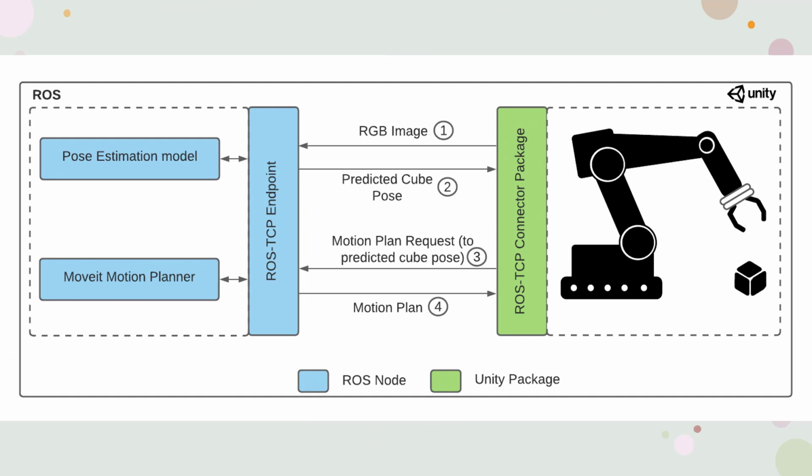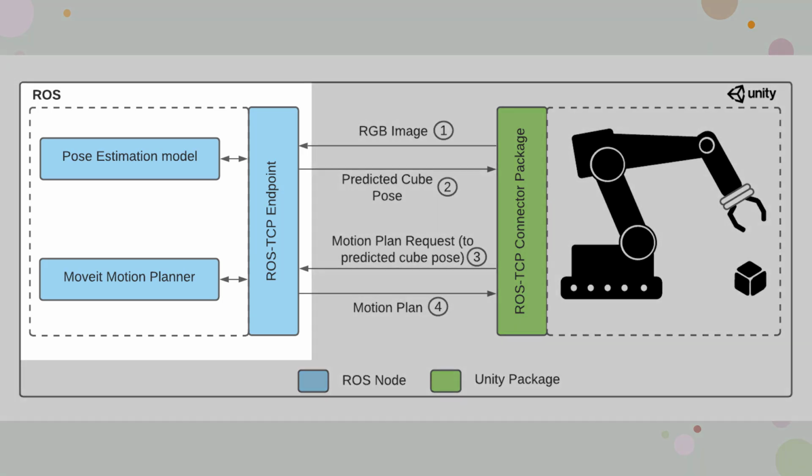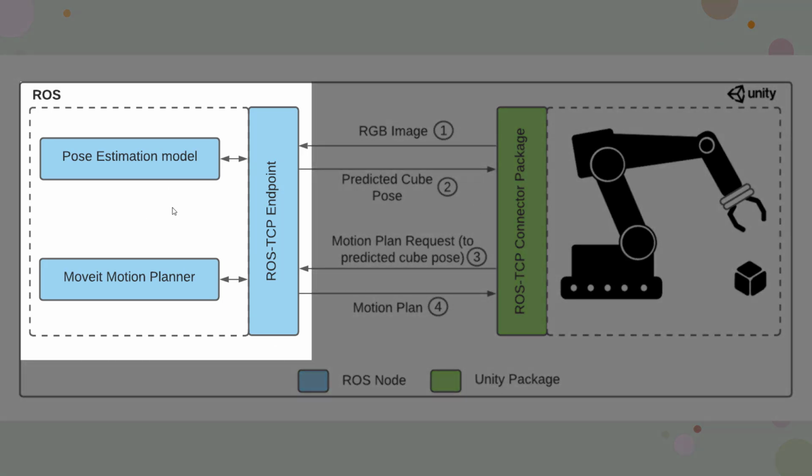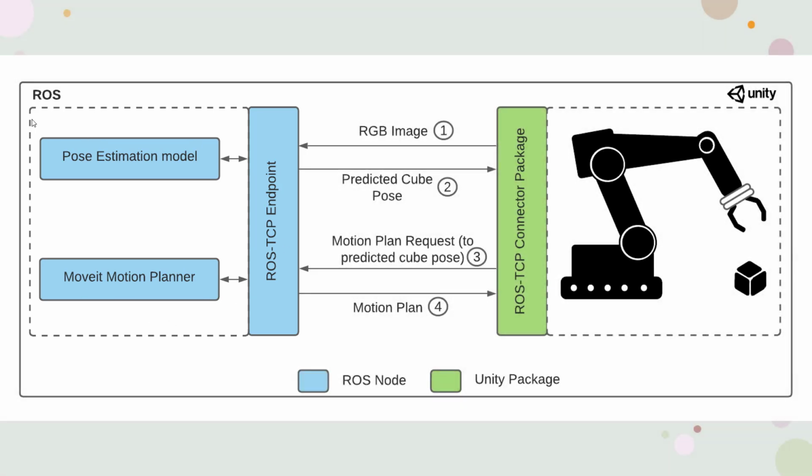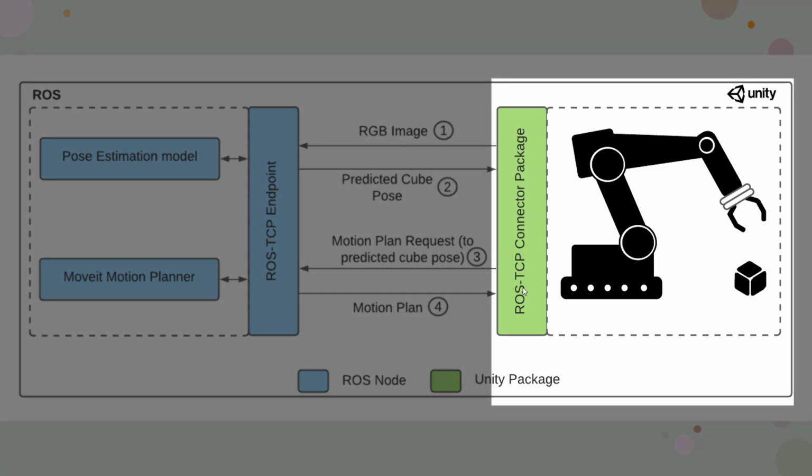So now we will use our trained deep learning model to predict the pose of the cube and pick it up with our robot arm. Here you can see the first part is the pose estimation model, the ROS TCP endpoint, and the MoveIt motion planner. All these things are on the ROS side. On the Unity side is the ROS TCP connector package.